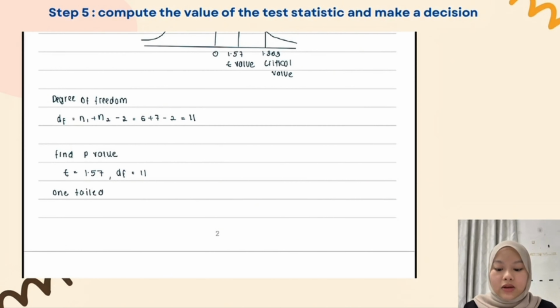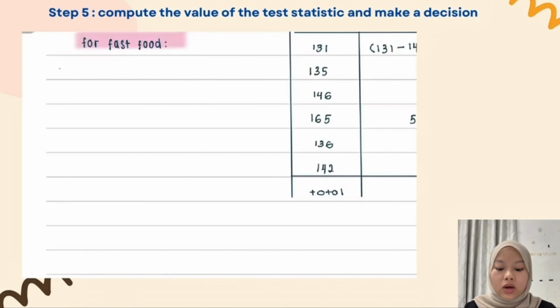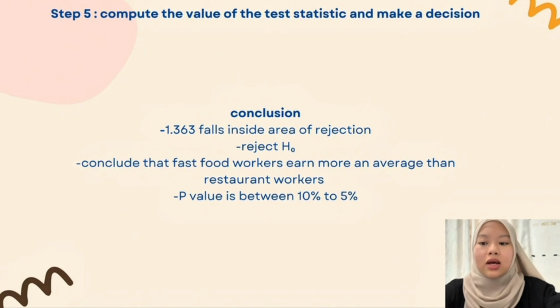When the t value is 1.57 and the degrees of freedom is 11, the one-tail p-value equals 0.075. Next, conclusions. We can conclude that 1.363 is inside the area of rejection. Since the p-value of 0.075 is smaller than the significance value, we reject H0. We can conclude that fast food workers earn more on average than restaurant workers. So the p-value is between 10% and 5%.